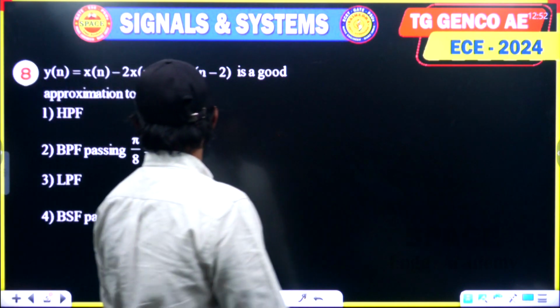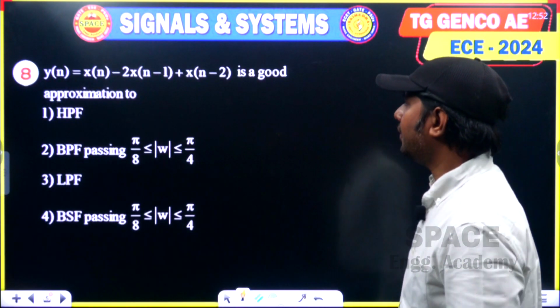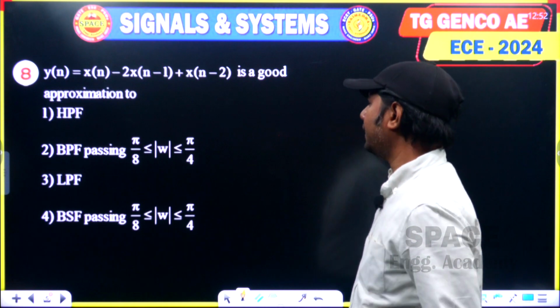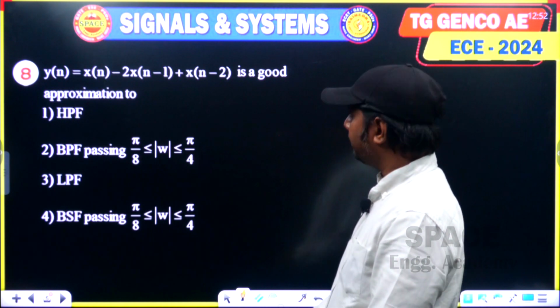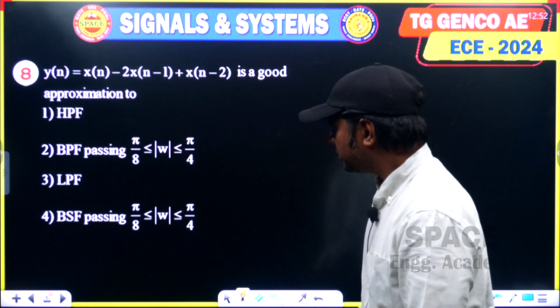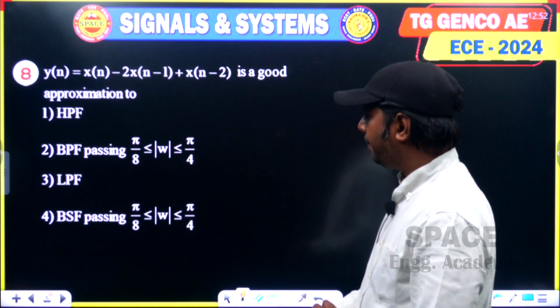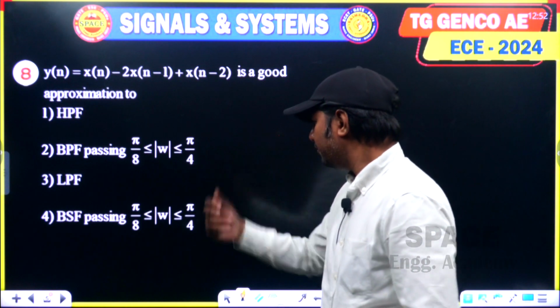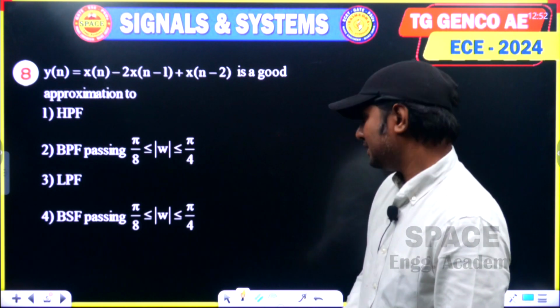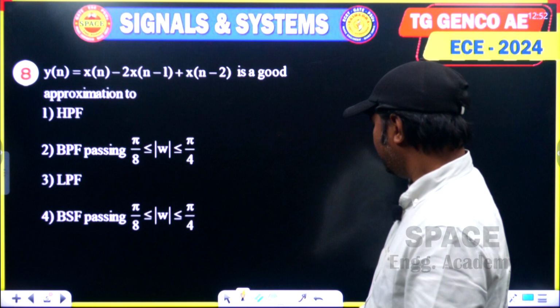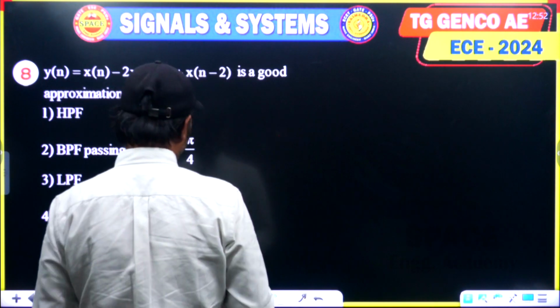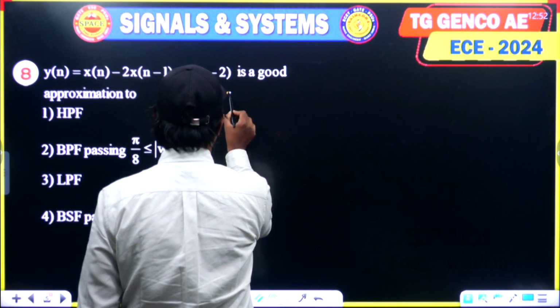Y of n is equal to x of n minus 2 x of (n minus 1) plus x of (n plus 2) is a good approximation to. He gave the 4 options: high pass filter, band pass filter passing these frequencies, low pass filter, band stop filter, he said, right. So, first of all, let us write the difference equation.